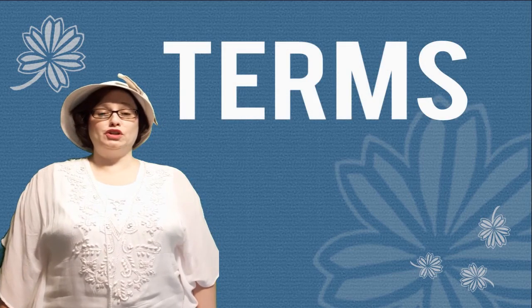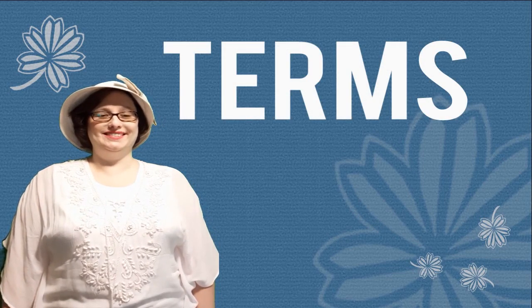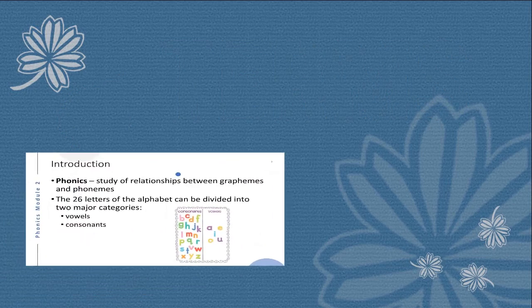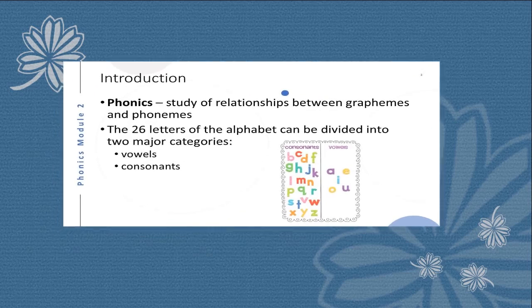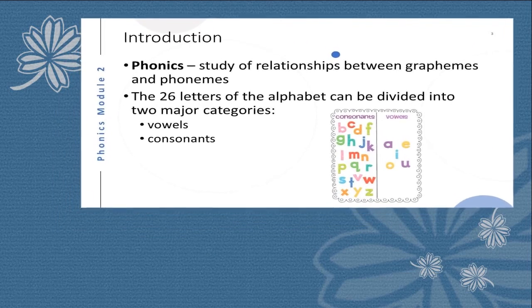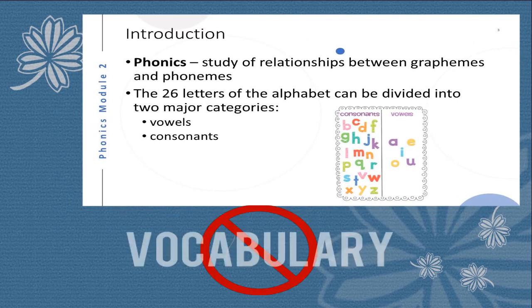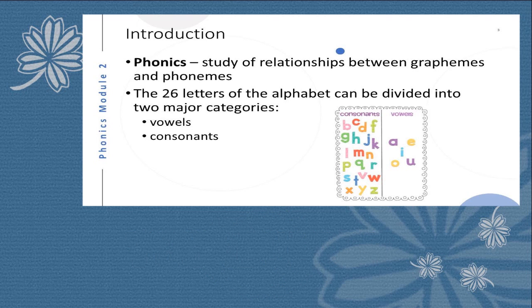You will need to know the terms bolded in this lesson. To review, phonics is the study of the relationships between graphemes and phonemes. Phonics produces a pronunciation of a word, not its meaning. The word must be in the reader's oral language to be understood.